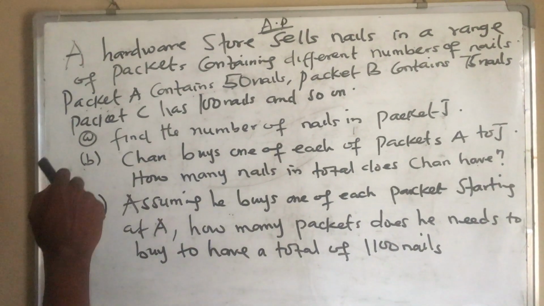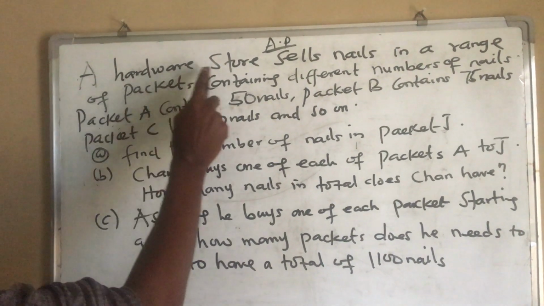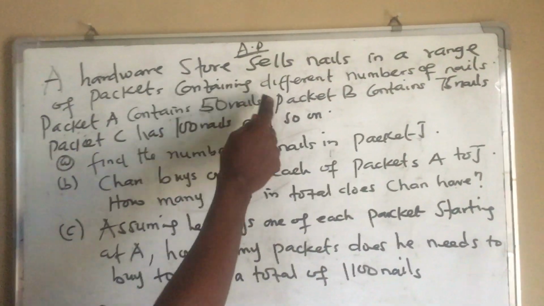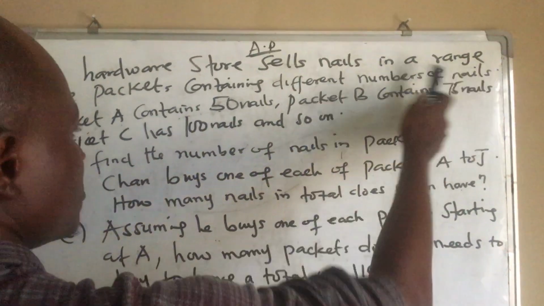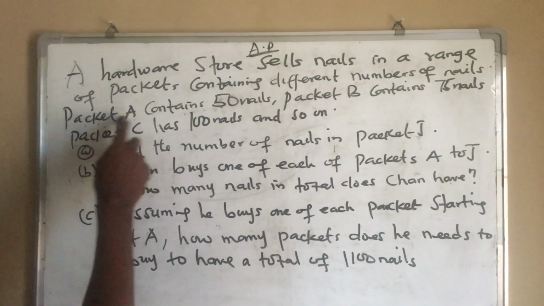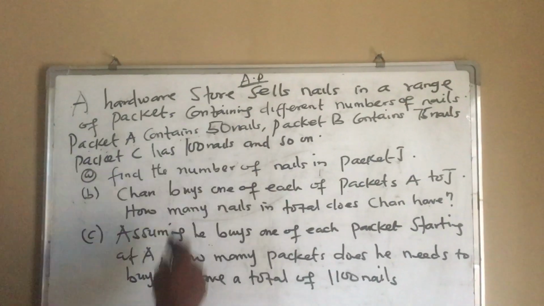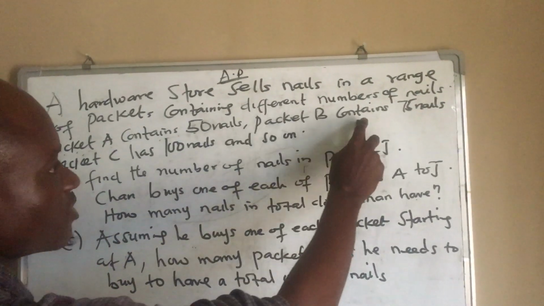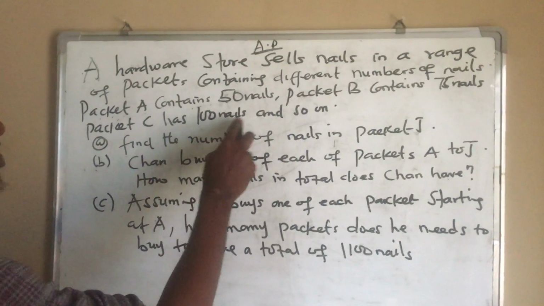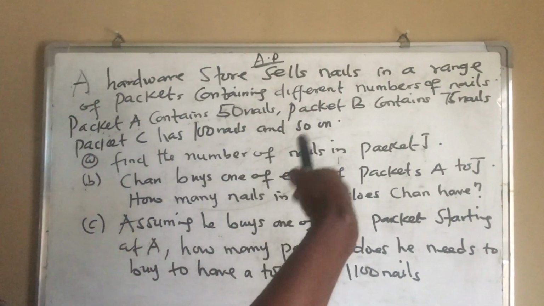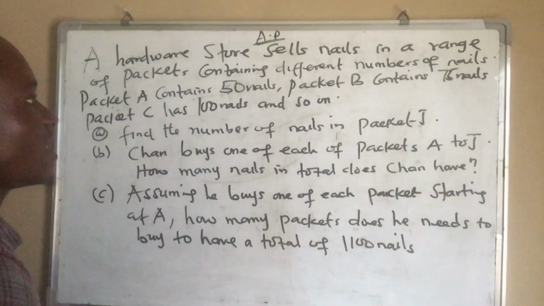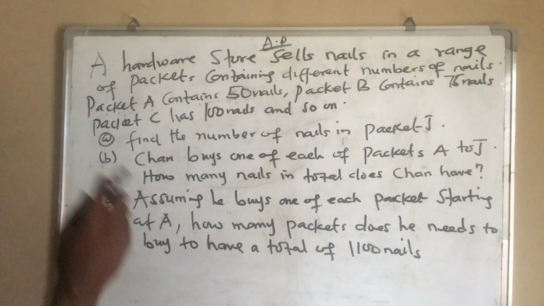Now the question here is saying that a hardware store sells nails in a range of packets containing different numbers of nails. So they have a packet A containing 50 nails, packet B containing 75 nails, and packet C containing 100, and so on. That means we still have packet D, E, F, going on like that. So how do we know that this is an AP?